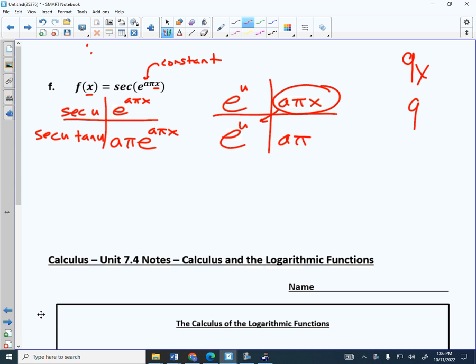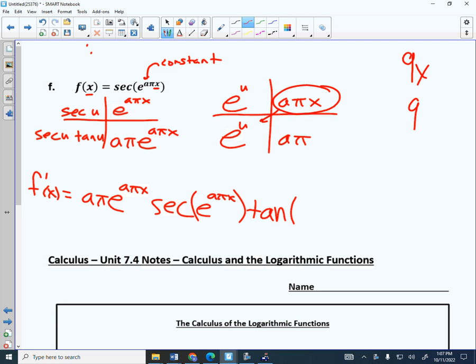So we're going to multiply these two things together. We have finally f prime of x is equal to a pi e to the a pi x times secant of what? E to the a pi x times tangent of e to the a pi x.